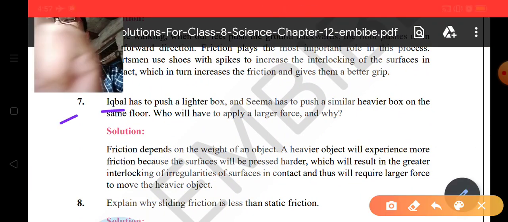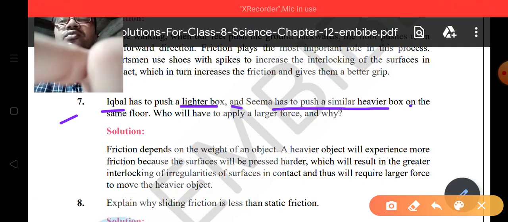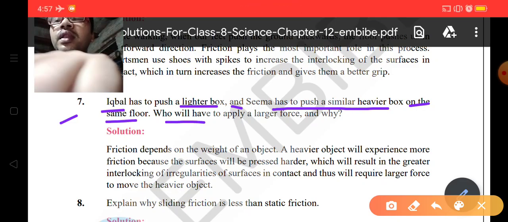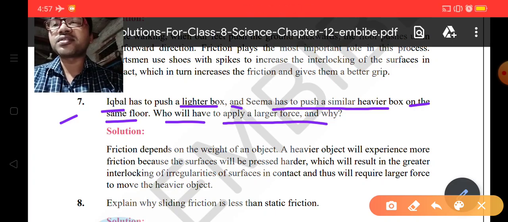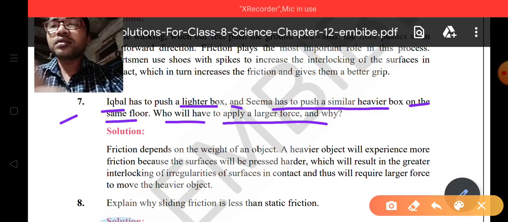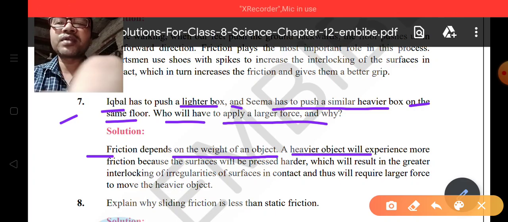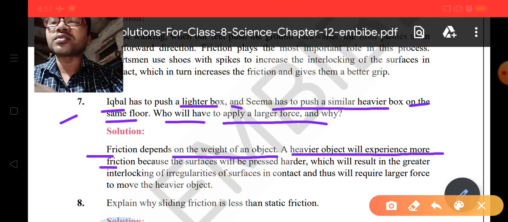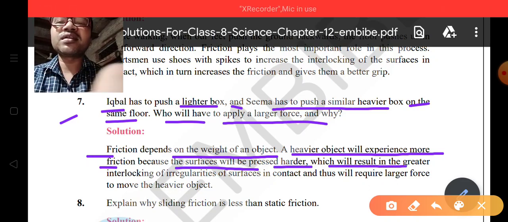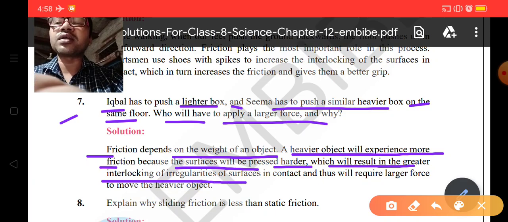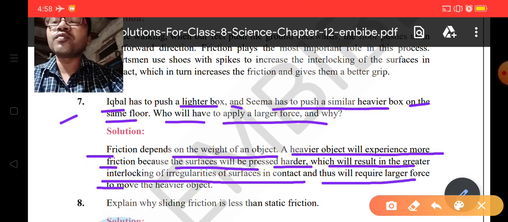The question is, Iqbal has to push a lighter box and Seema has to push a similar heavier box on the same floor. Who will have to apply the larger force and why? You can see the answer is reflected on the screen. Friction depends on the weight of the object. A heavier object will experience more friction because the surface will press harder, which will result in a greater interlocking of the irregularities of the surfaces in contact. Thus, we will require a larger force to move the heavier object.